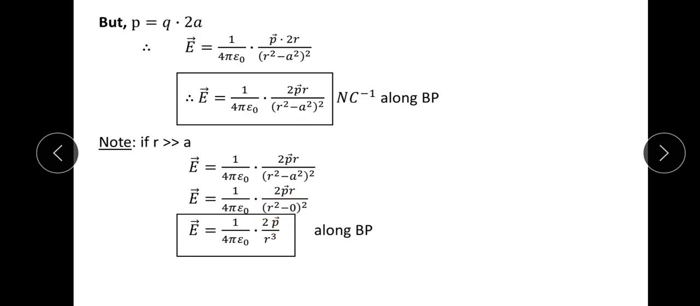So which will be cancelled with one term in the numerator r. Therefore what remains in the denominator is r cube. So the final equation becomes E is equal to 1 by 4 pi epsilon naught into 2p by r cube, and direction is along BP.